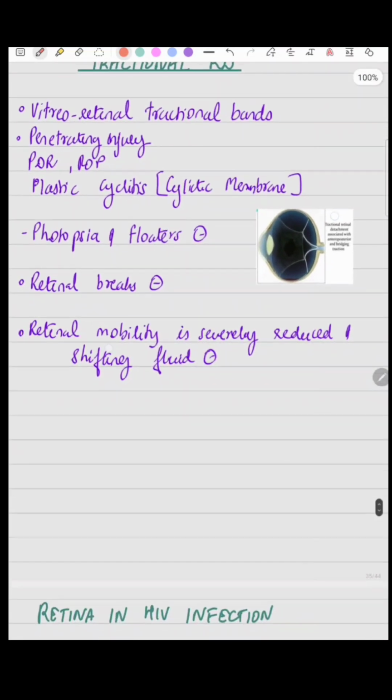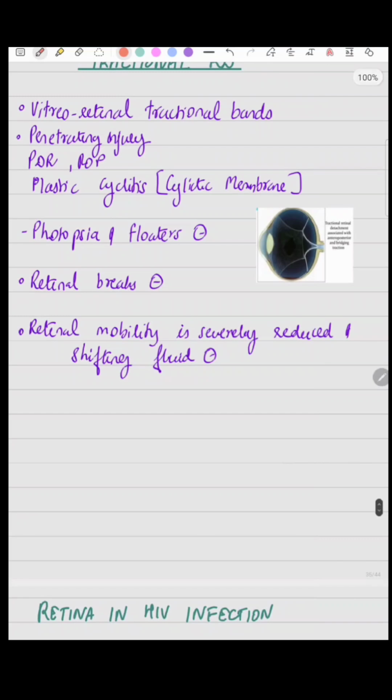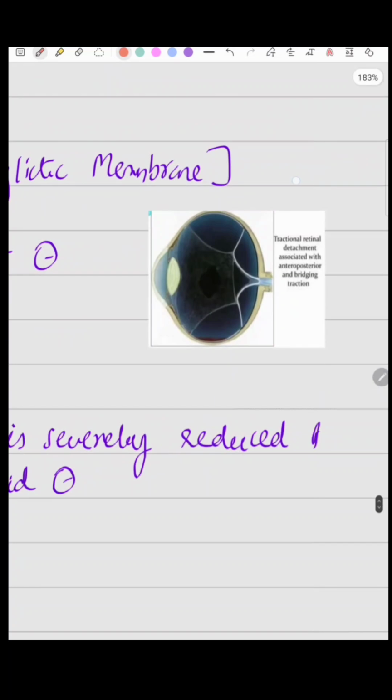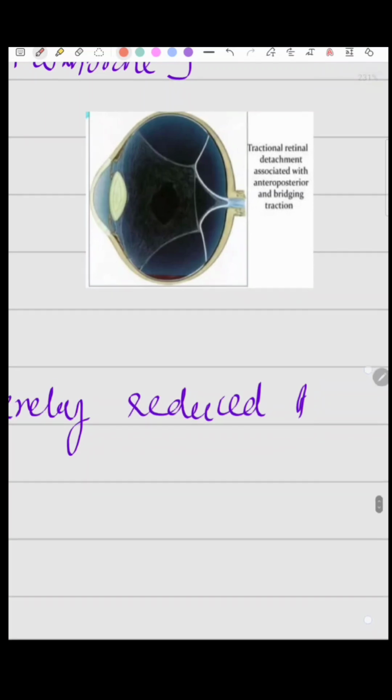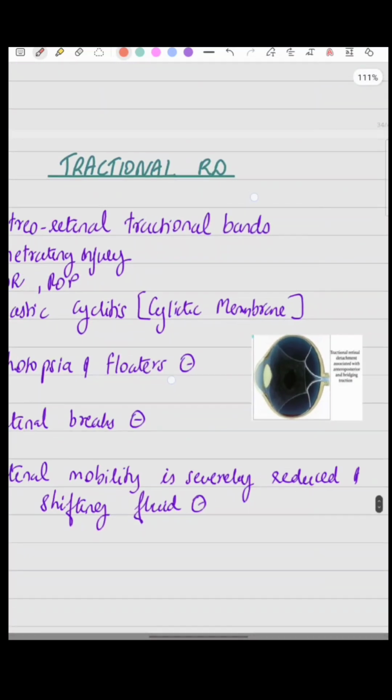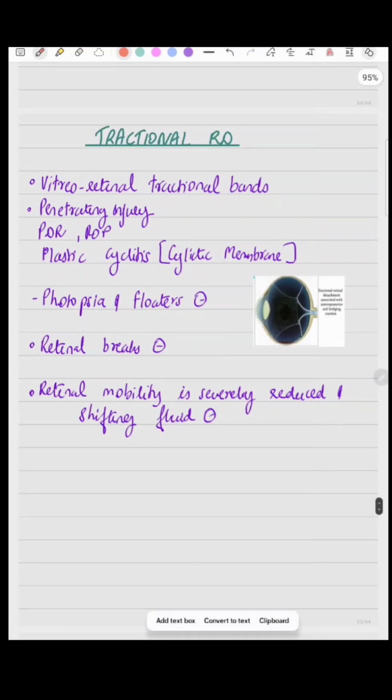Next is tractional RD. In tractional RD, the retina is mechanically pulled away by the contraction of fibrous tissue in the vitreous. This is a tractional RD, because the fibrous tissue mechanically pulls away the retina. These are known as the vitreoretinal traction bands. These vitreoretinal traction bands will pull the retina.